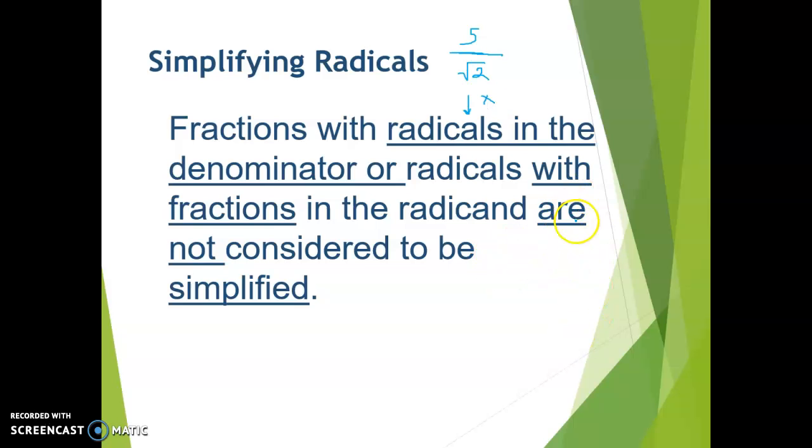We're going to have to do something to simplify that. Or, like the previous one that we just saw, radicals with fractions in the radicand. So we have a radical, and underneath that radical symbol we have a fraction. So radicals with fractions in the radicand are not considered to be simplified. So we need to do something with both of those to make sure they are simplified. So here are two examples. 1 over the square root of 2, that's an example of our first one here, and the square root of 2/3 is an example of our second one here. While those are not necessarily bad, they're just not in their simplest form. So we need to do some work there to get them in their simplest form.